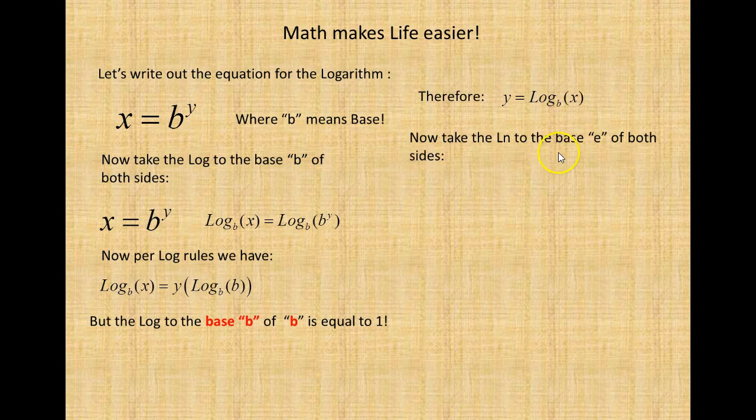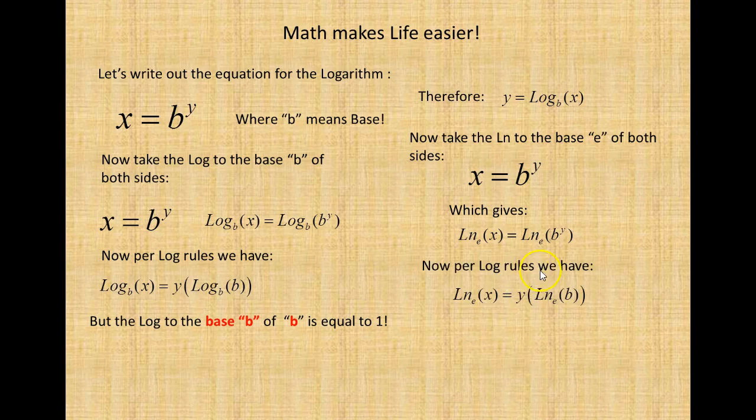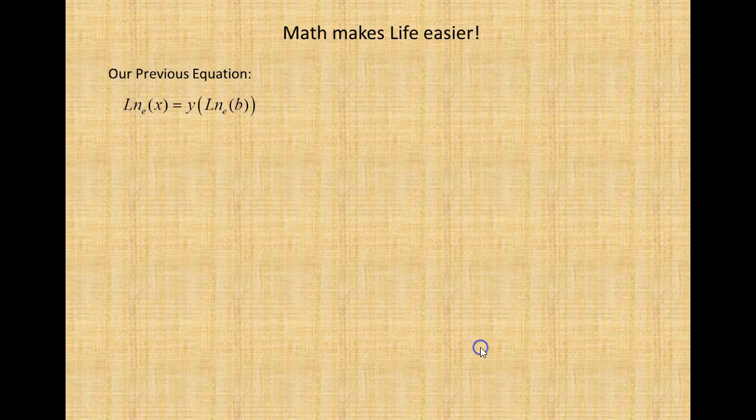Now I'm going to take the natural log, to the base e, of both sides. So we have x equals b to the y. We take the natural log of both sides. I put the e there so you can know this is the natural log. So the natural log of x is equal to the natural log of b to the y. Now, per log rules, we have y times the natural log of b. So here's our previous equation. And then we divide through by the natural log of b, and we get y is equal to the natural log of x divided by the natural log of b.